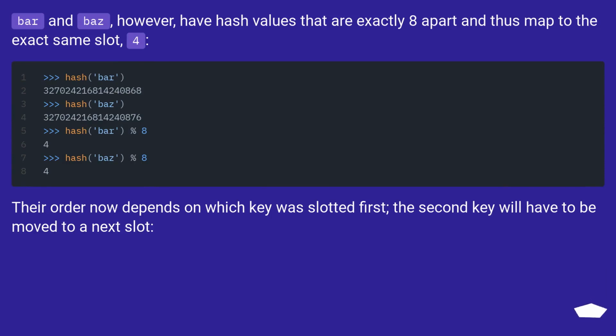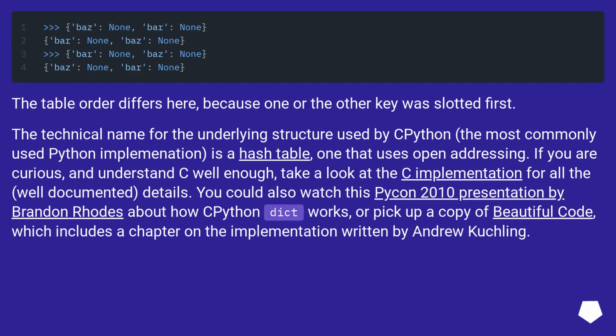Bar and baz, however, have hash values that are exactly 8 apart and thus map to the exact same slot, 4. Their order now depends on which key was slotted first. The second key will have to be moved to a next slot. The table order differs here, because one or the other key was slotted first.